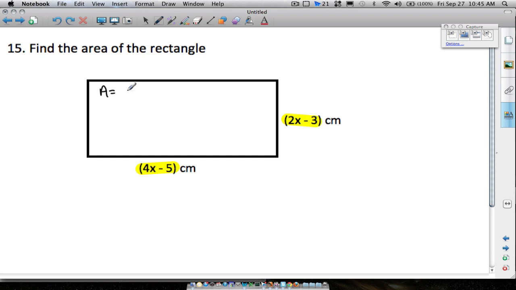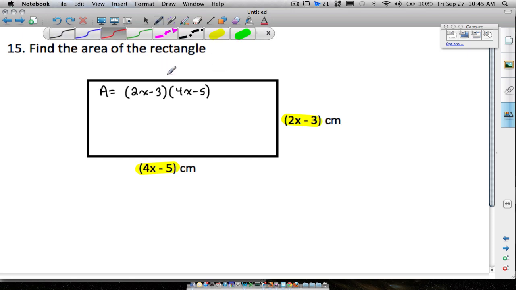Therefore, we can say area is equal to 2x minus 3 times 4x minus 5, taking the length times the width. It doesn't matter which one you write down first since you're multiplying two things together. And now we do the same thing we did back in problems 14 or those last ones on that last page. So 2x times 4x, that's going to give us 8x squared.